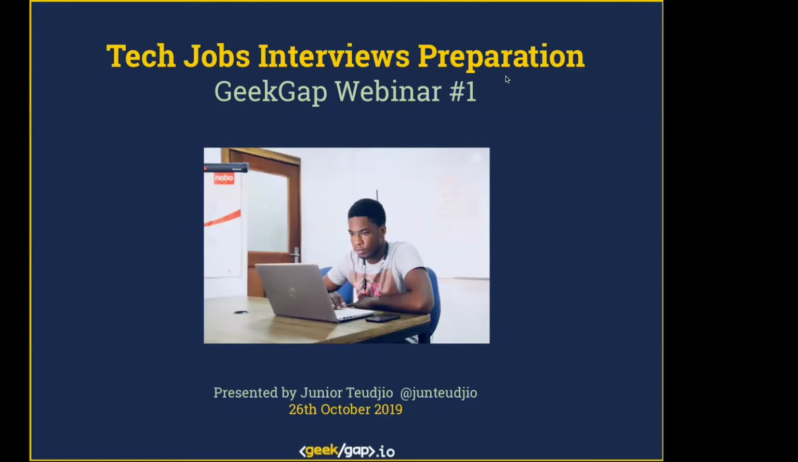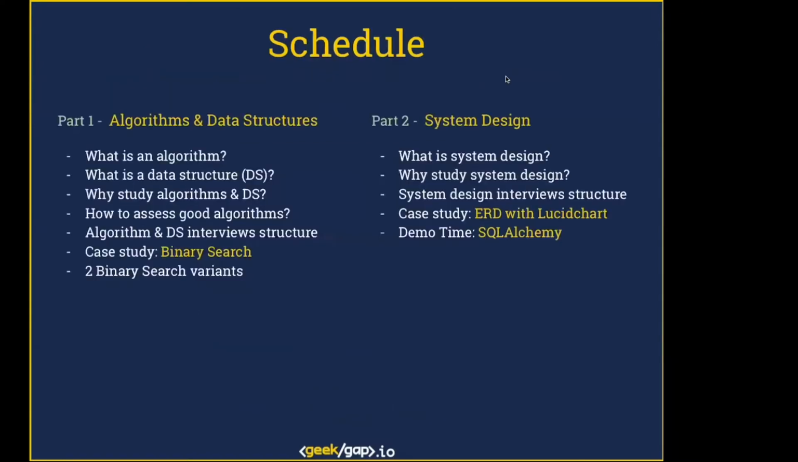Welcome everyone to the first GeekGap webinar. Today the schedule is as follows. The first part, which is about 1 hour and 25 minutes, is about algorithms and data structures. The second part is system design. These two parts are usually what you get in a tech job interview. The goal of this webinar and all the subsequent ones is to help us get better at problem solving in regard to algorithms and data structures and also system design.